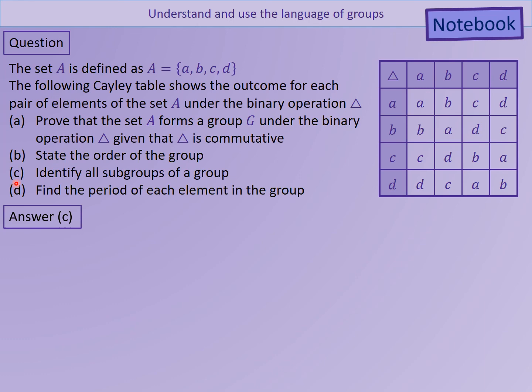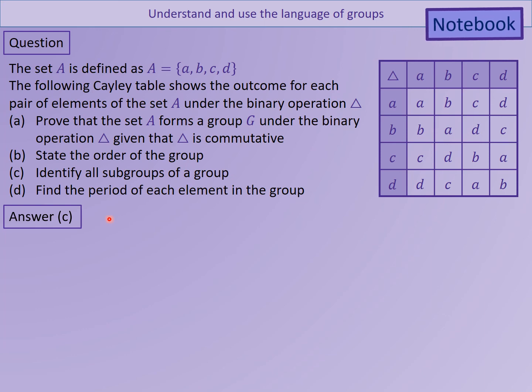So let's look at question C. Identify all subgroups of the group. So now that we know that the order of the group is 4, that means the possible subgroups can only have an order which is a factor of 4 that goes into 4. So it could be 4, which would be the actual group itself. It could have an order 2, or it could have 1, which will be the group that contains just the identity, so the trivial subgroup.